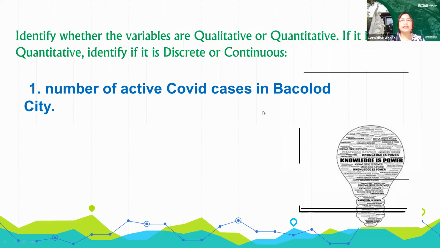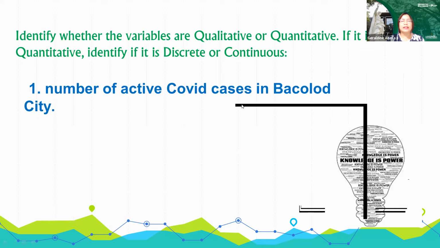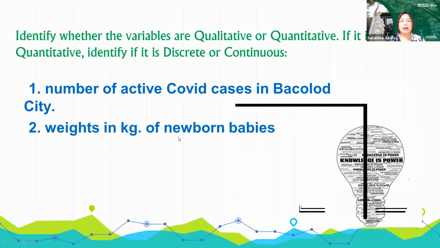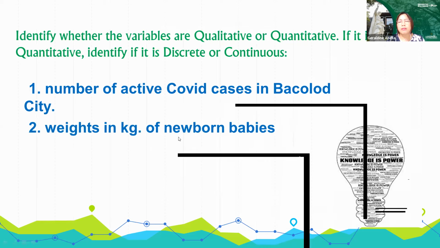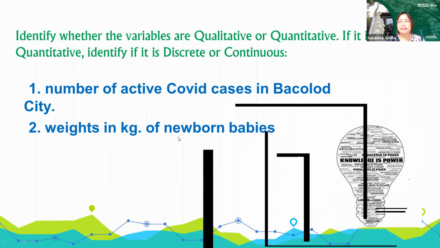Number 1. Number of active cases or COVID cases in Bacolod City. What type of variable is this? Okay, so we have already a correct answer. Who sent me the correct answer? So it's Miss Salve, because the correct answer is quantitative discrete. Second, how about weights in kilograms of newborn babies? What is this? Yes, you are correct. The answer is quantitative continuous.